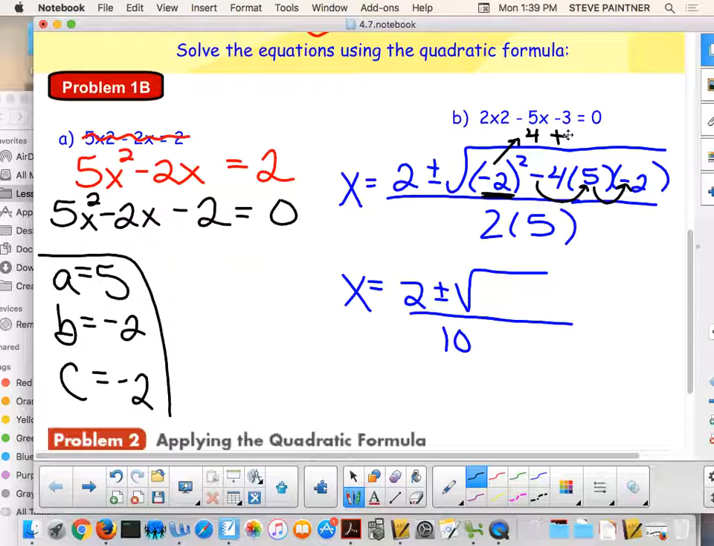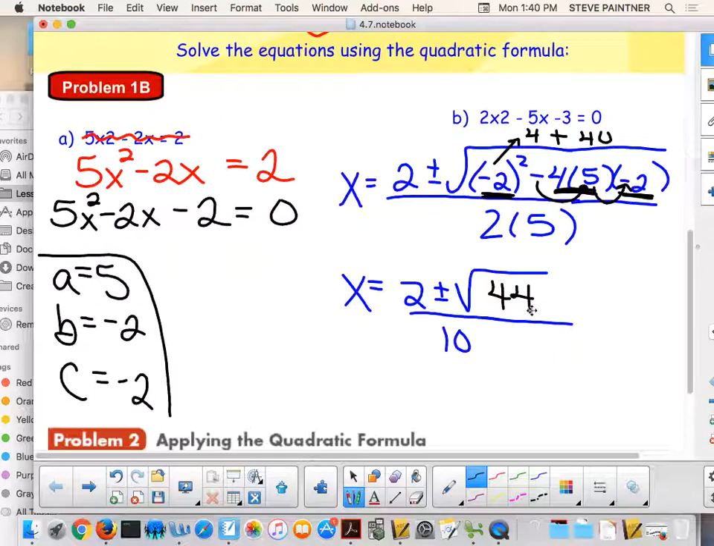Plus. Students who get this wrong are going to write 4 minus. That's why they're going to get it wrong. What's 4 times 5? 20. 20 times 2? 40. The number inside is 44. Now some people stopped right there and said, I think I'm done. But you can't be done until you simplify radicals.